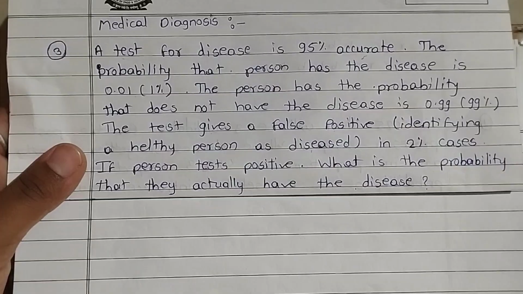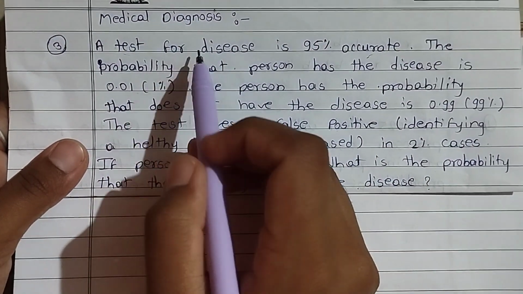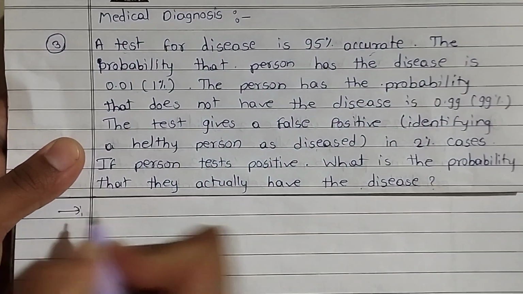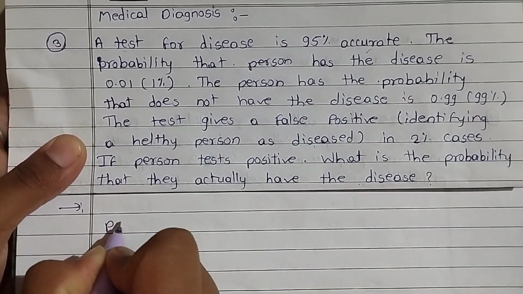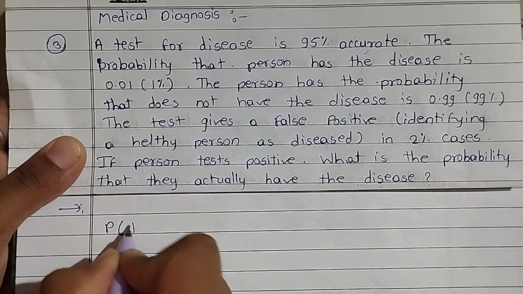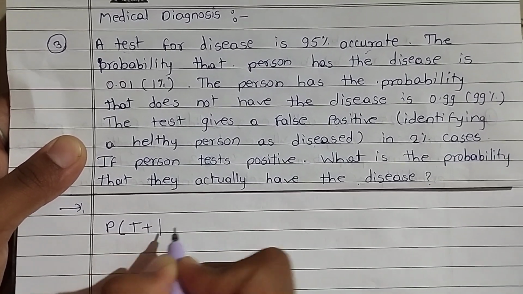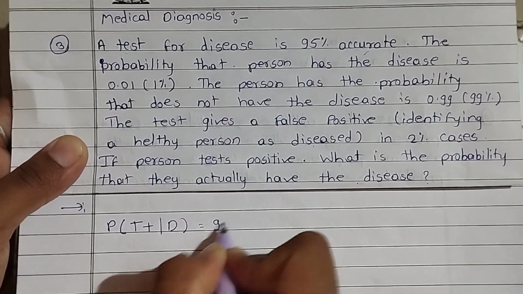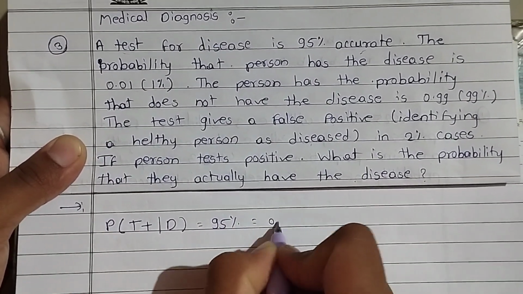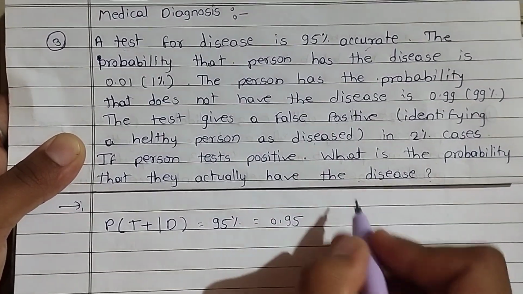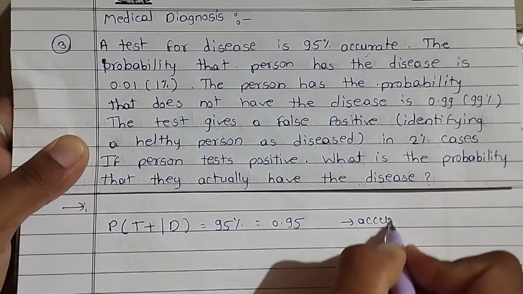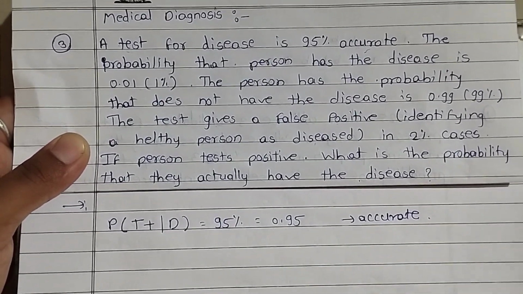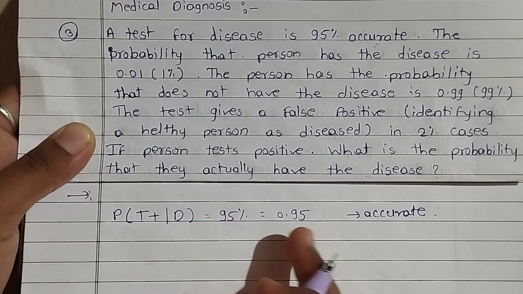First, the test for the disease is 95% accurate. The meaning of this is that if the person is tested and it is positive, and the person has the disease, then the probability is 95%, which means 0.95. This is the accuracy: when you test and it is positive, then you have the disease. So this is the meaning of this.